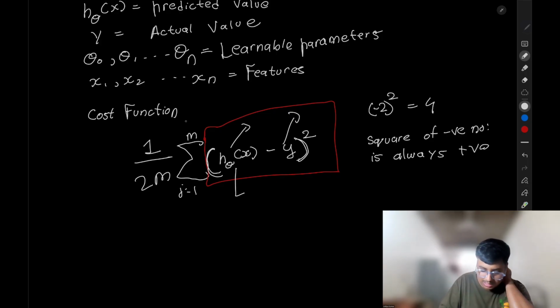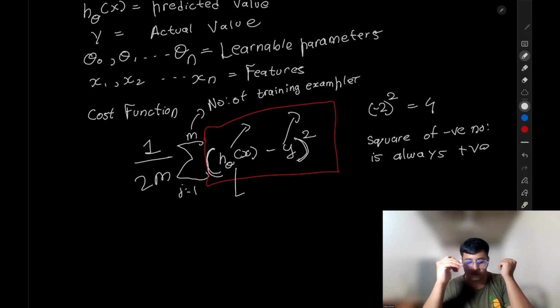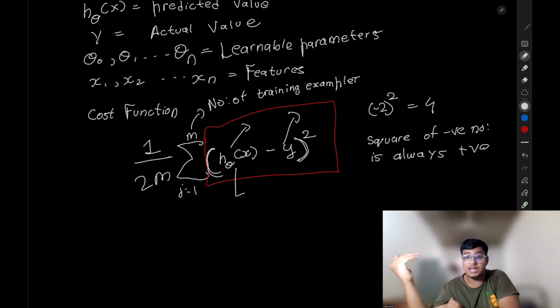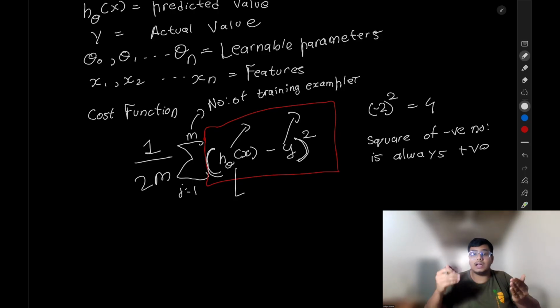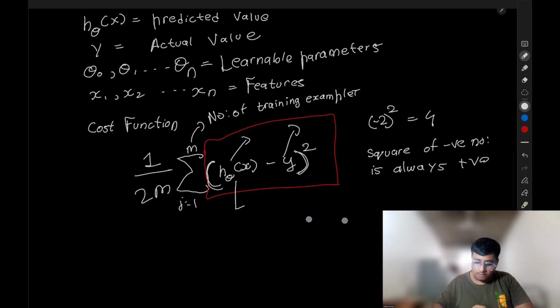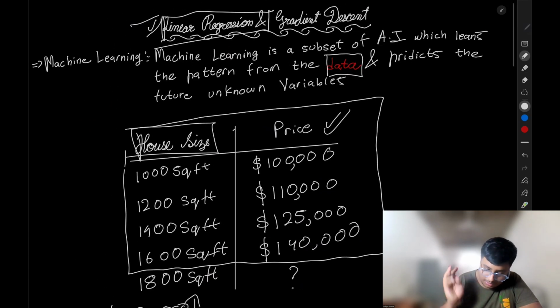So what is M? M is the number of training examples. First of all, if you are unable to understand some topics in this lecture, don't worry. In the next lecture, we are going to see the practical implementation, that is the Python code, of this algorithm, which is linear regression.